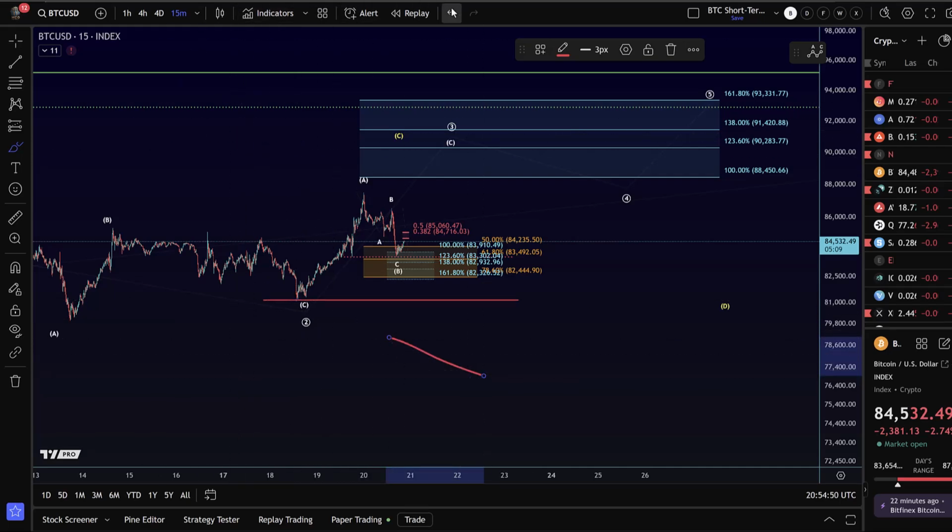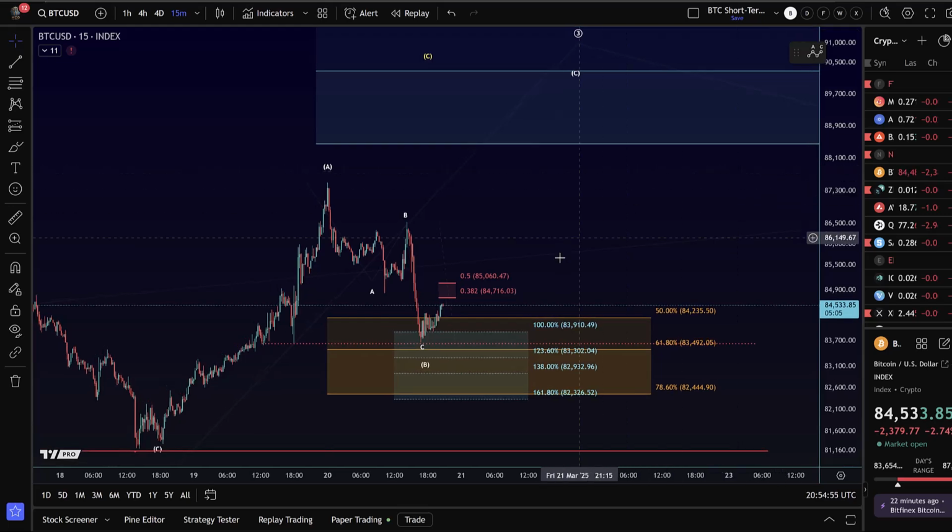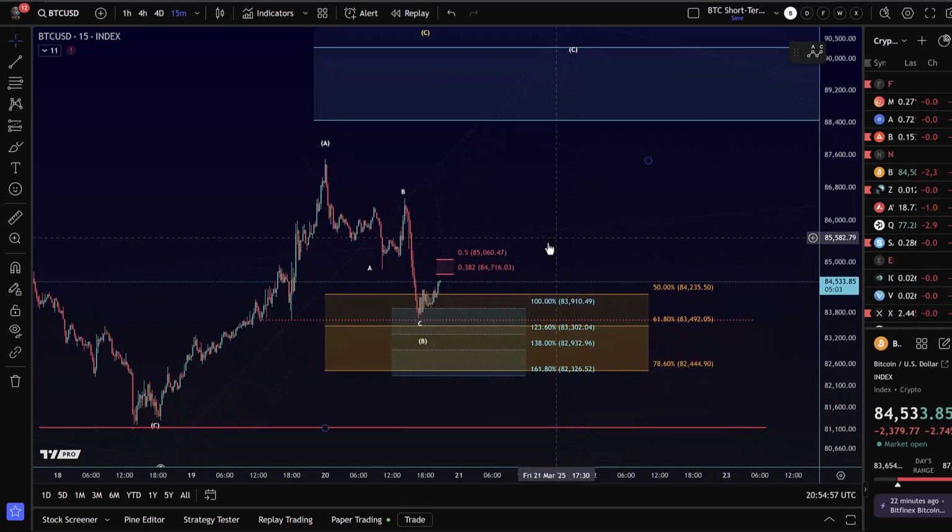And now let's zoom in a little bit and take a look at the absolute microstructure here. Important is now to understand, okay, what is the level that now needs to be broken to the upside to suggest a low is in? It would be a break above 85,060. So we are still holding below that. That's the 50% retracement of the last decline. It's not a very meaningful level, but it's best we've got right now.